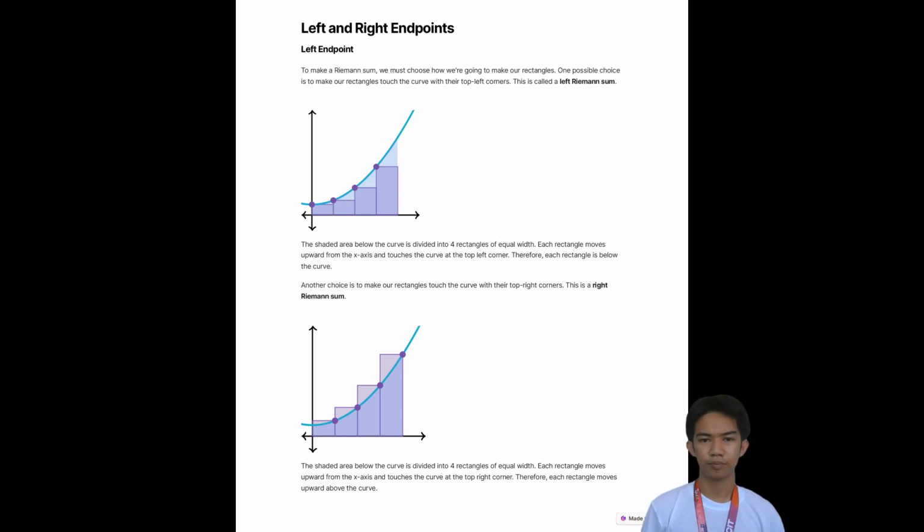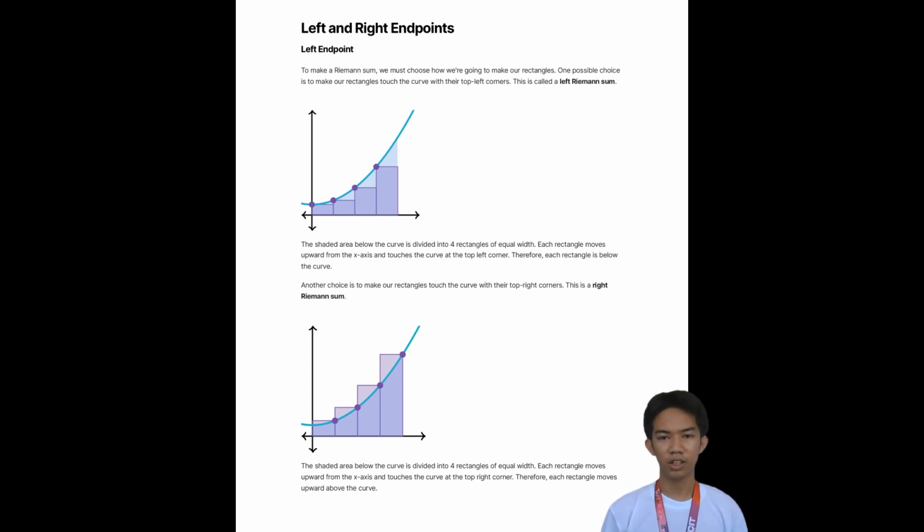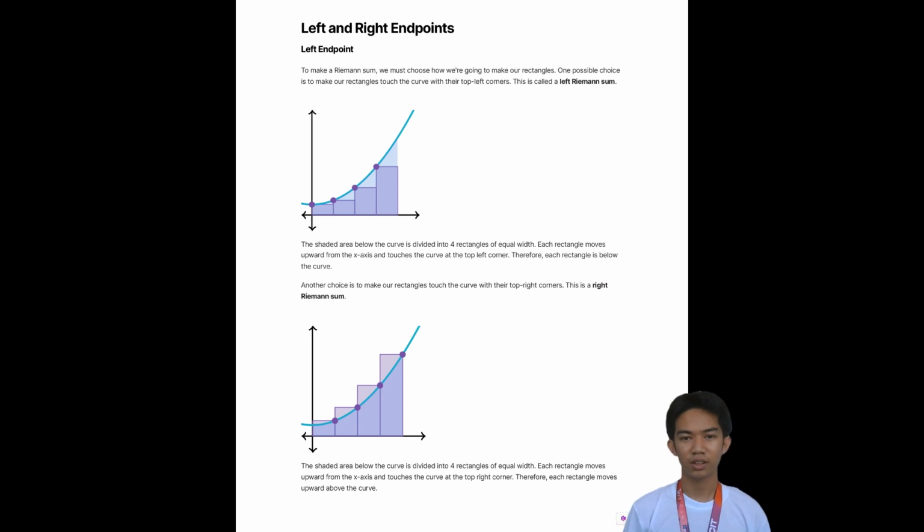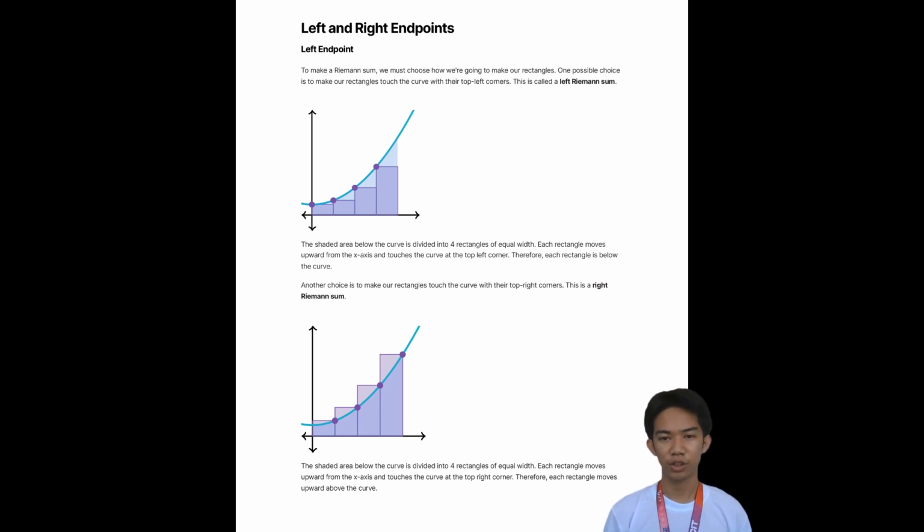For the left Riemann sum, here we evaluate the function at the left endpoint of each subinterval. This means the top of each rectangle will touch the curve at the function value on the left side of the interval. Since the function might be increasing over the interval, this can underestimate the actual area. Right Riemann sum, conversely, uses the function values of the right endpoint of each subinterval. The top of the rectangle touches the curve on the right. This can overestimate the actual area, especially if the function is decreasing.